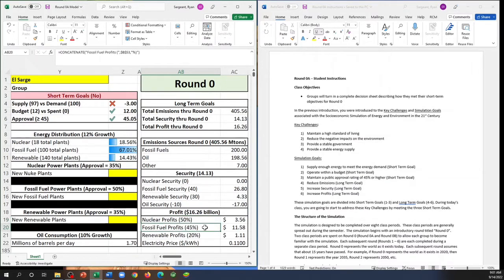For fossil fuels, it's slightly lower, which is a bad thing. So you only make about 45% of the dollars of electricity that you sell. And renewable profits are really bad. You only make 20% of the dollars that you sell. So this $16.26 billion that you have in profit is a function of the percentage, as well as how much of your energy is actually coming from fossil fuel. So even though nuclear is slightly more profitable, there's just so much less nuclear power on your grid that you don't end up making as much money as you would from fossil fuels, which are the bulk of your electricity grid.